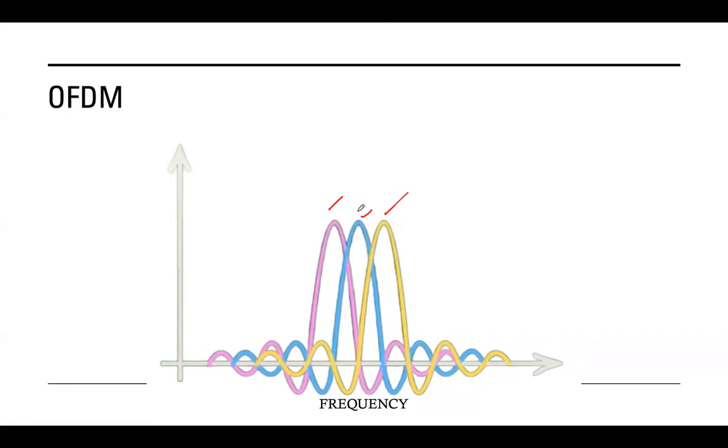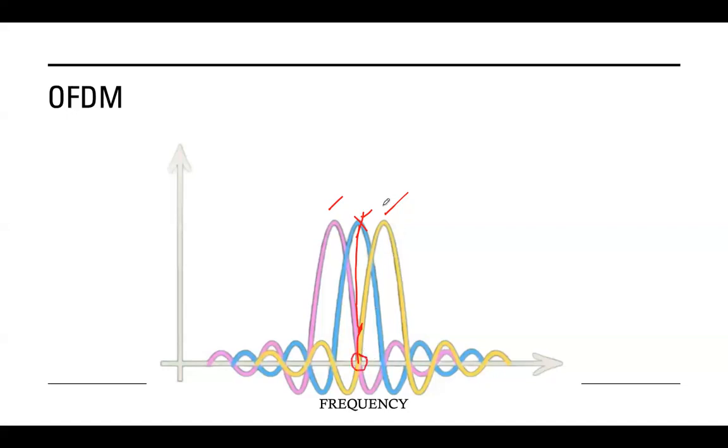Here we can see that every signal reaches its maximum at a particular point. For example, if we take the blue signal, it reaches the maximum at this particular point. When the blue signal reaches the maximum, the other two signals, the pink and the yellow, reach their 0 point.